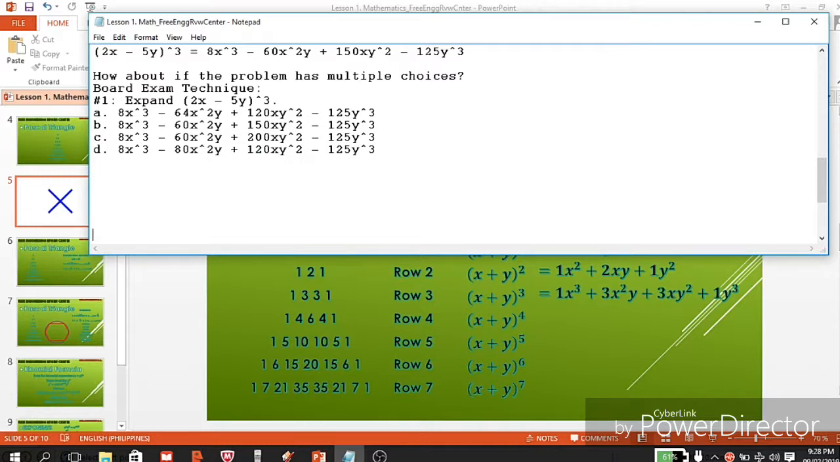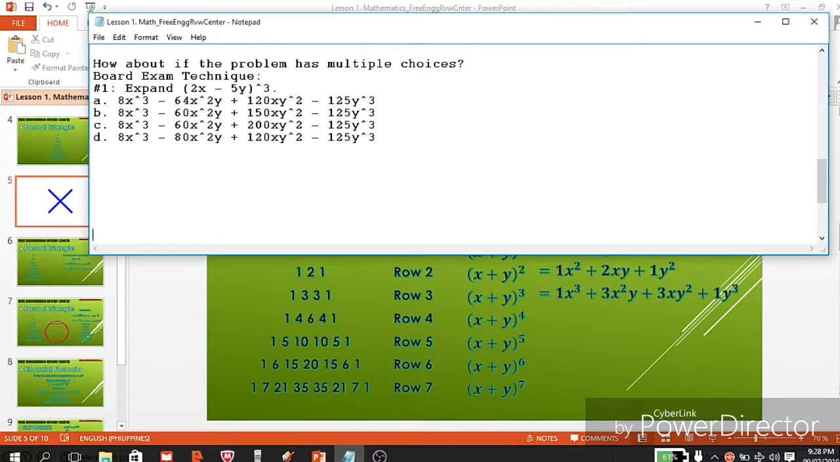So what about the problem? It's this one: expand (2x - 5y) raised to power 3. This could be easy using the reverse engineering method. Using the reverse engineering method, we can get the answer by just utilizing the multiple choices that are given, with the help of a calculator.